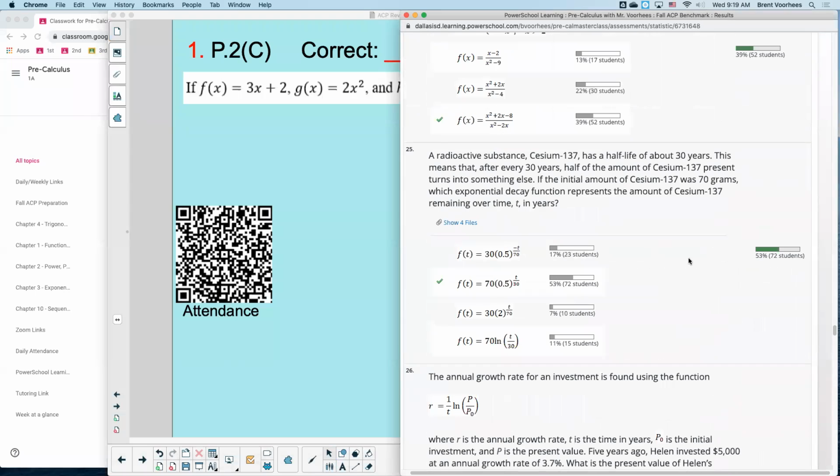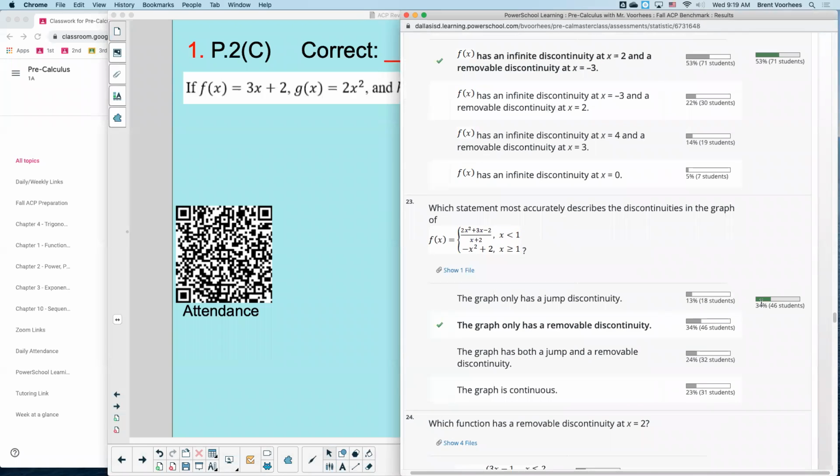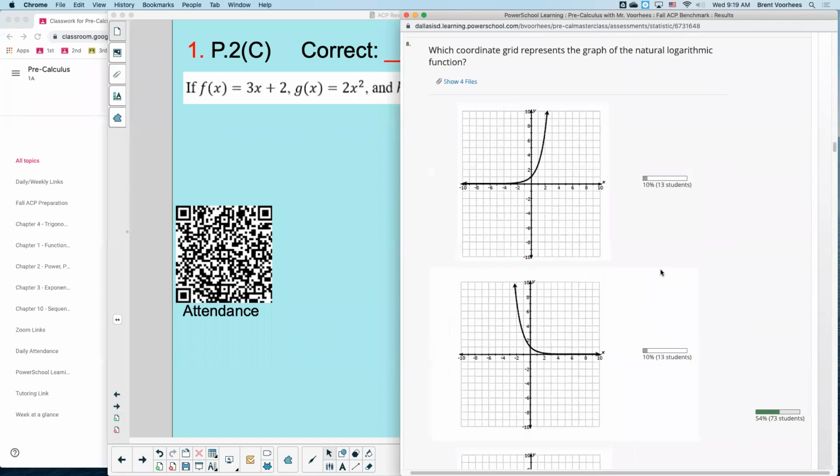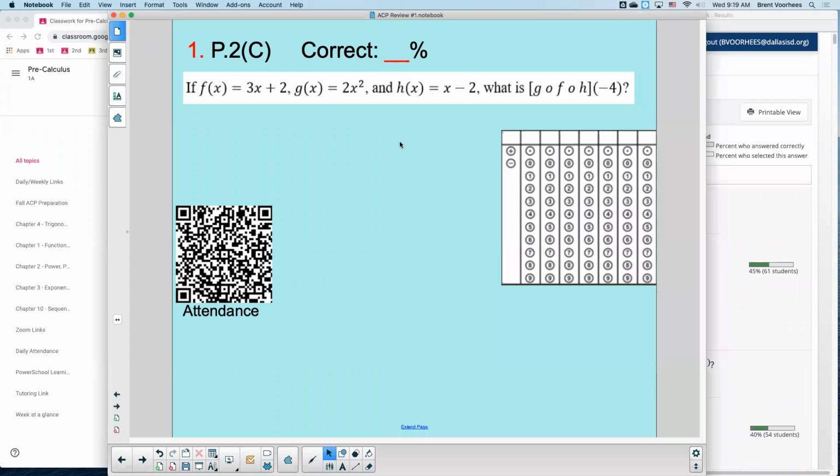So we're going to go through here, and each question has statistics, like how we did overall as students, and we're going to look at that. Starting from number one, we're going to work our way through this.